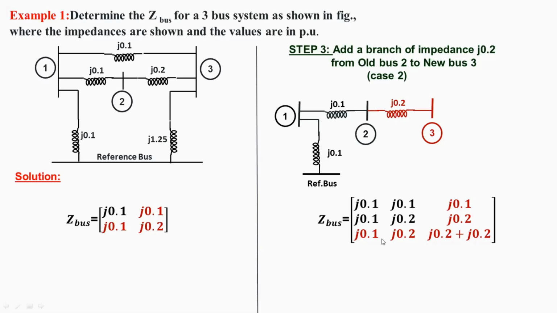Now check the order of the matrix. Here the order of the matrix is 3 by 3. The number of buses in the equivalent circuit is 3, except the reference bus. So this is the exact impedance matrix of this network.